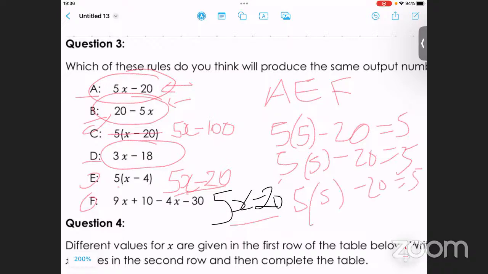So do you see all of these are the same? This is A, this is, wait, not C, but E. And then this is F, all right? And do you see that all of them will eventually give you the same answer? Do you guys see that? Yes.